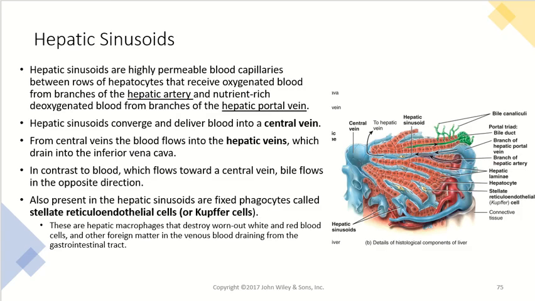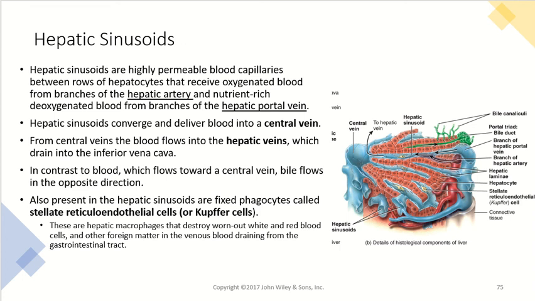Within those hepatic sinusoids, these are going to be highly permeable blood capillaries that are going to be between the rows of the hepatocytes, and these are going to receive oxygenated blood from the branches of the hepatic artery, as well as nutrient-rich deoxygenated blood from branches of the hepatic portal vein. Hepatic sinusoids are going to converge and are then going to deliver blood into the central vein. From the central veins, the blood is going to flow into the hepatic vein, which is going to drain into the inferior vena cava. In contrast to blood, which is going to flow towards the central vein, bile is going to flow in the opposite direction.